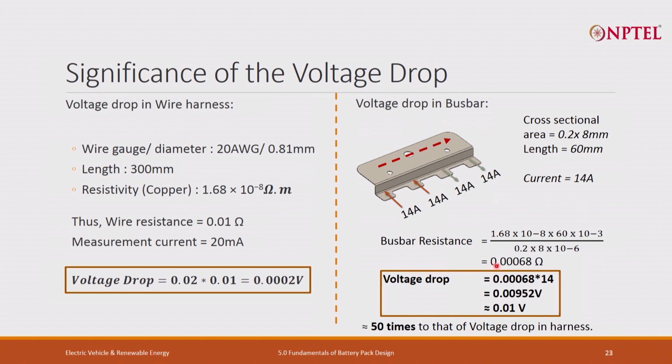Okay? So, 50 times that voltage drop in the harness, and why is it happening? It is because there is very little current here, and a very high current here, even though my resistance is much smaller than the wiring harness resistance. And why is that happening? Because of the cross sectional area.